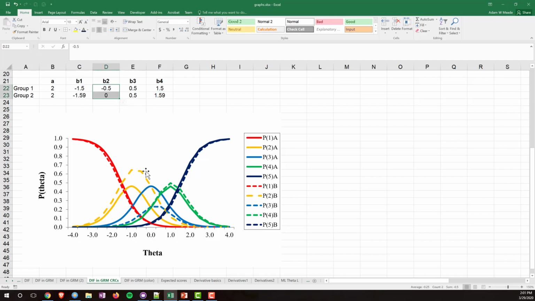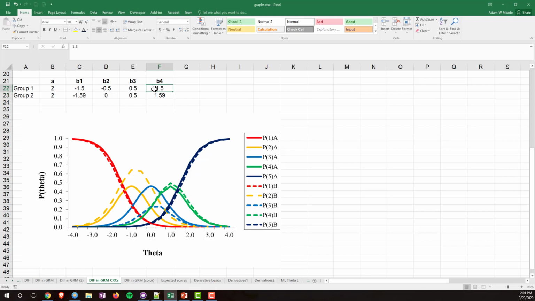And so the B2 parameter, you see that the dotted line group is more likely to put a 2 than a 3, whereas the solid line group has a little bit more of an even spread there, kind of an even distribution between 2s and 3s than you see with the dotted line group.